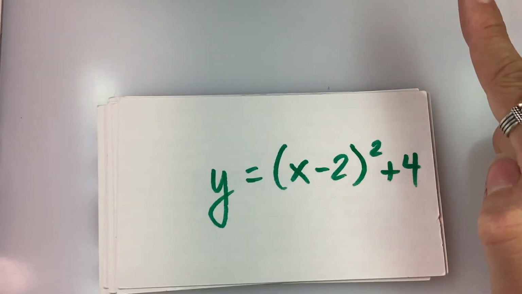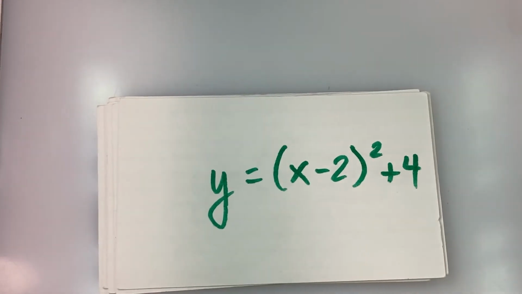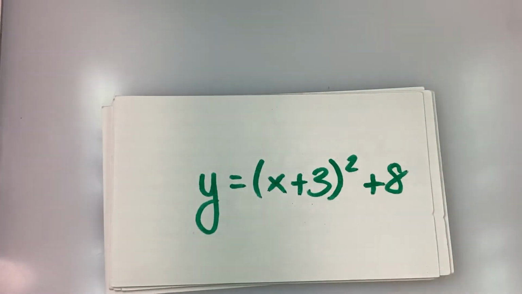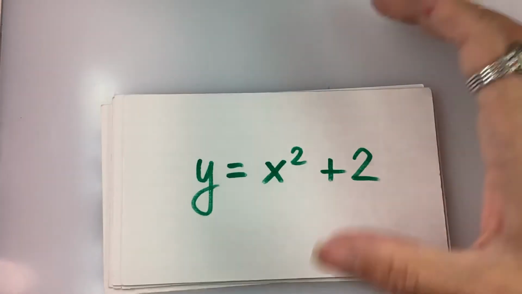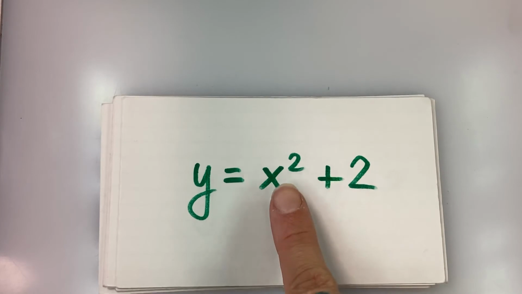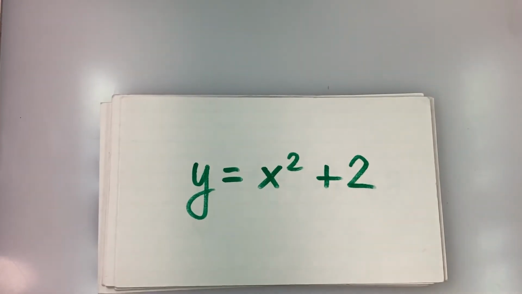+4 outside, so up 4 units. -2 inside, so we go right 2 units. +8 means up 8. +3 on the inside, left 3. Now, this one sometimes throws students off, but is that +2 inside the quadratic or outside? It is outside, so that would be an up 2 transformation.